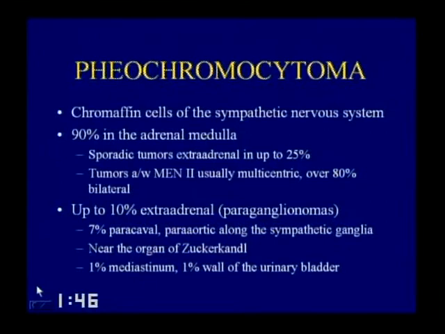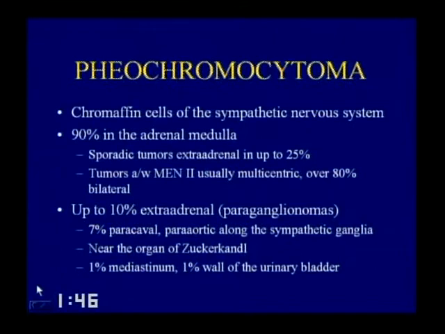Now, up to 10% of pheochromocytomas can be extraadrenal, and that's important to remember. In that case, they're called paragangliomas. They can be paracaval, para-aortic along the sympathetic ganglia, near the organ of Zuckerkandl, 1% in the mediastinum, and 1% on the wall of the urinary bladder, in which case MR is very helpful.